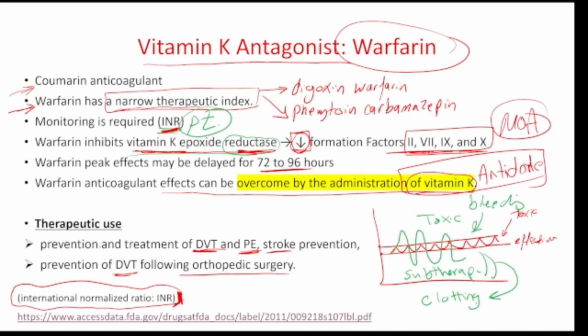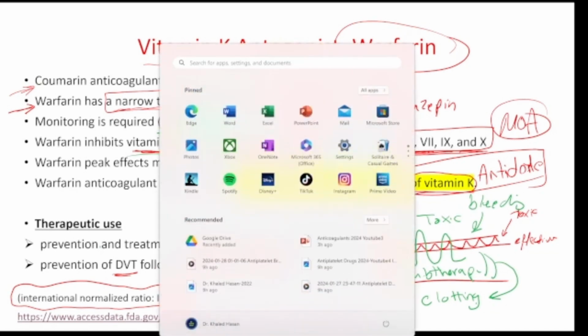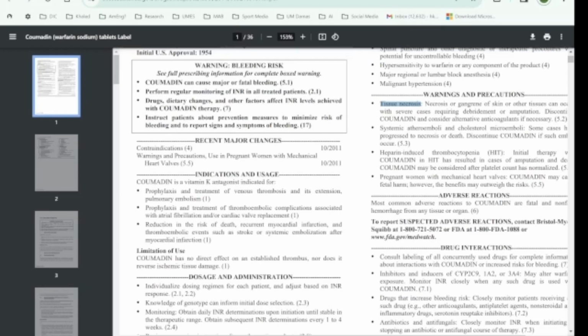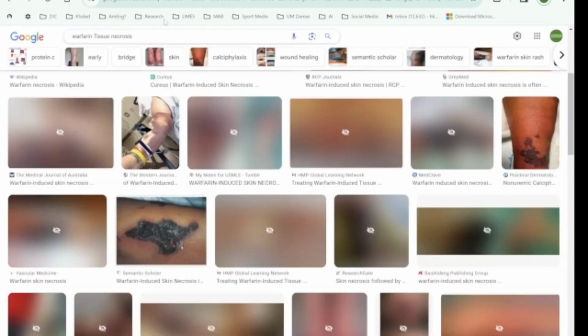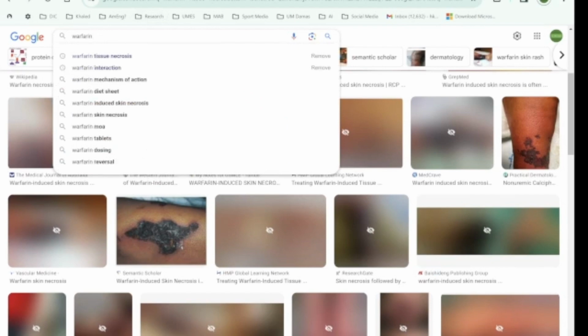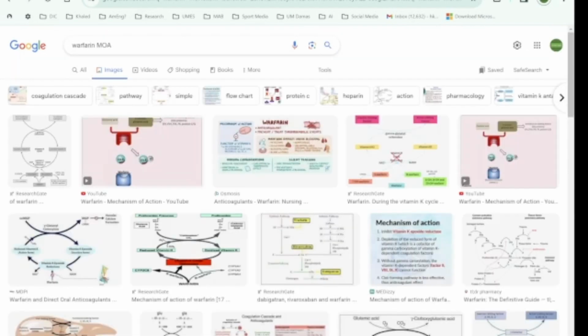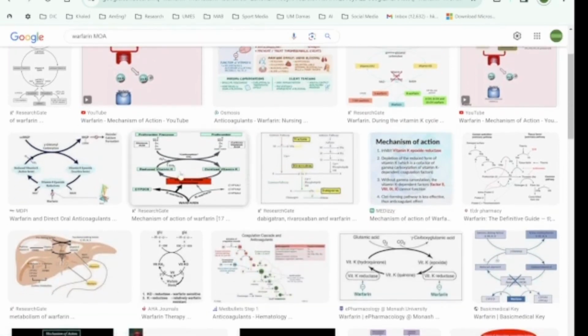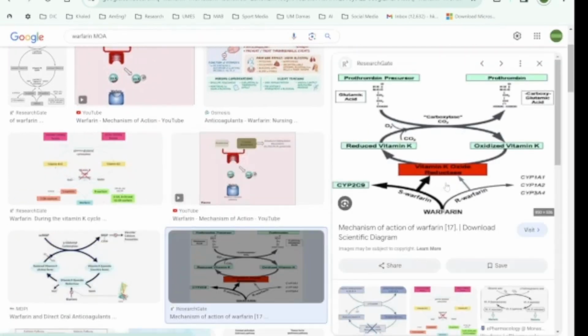If you go back again to the slide and type here mechanism of action, you can see one of these, for example. I will click on one of these. You can see here how warfarin works. Warfarin inhibits the enzyme called vitamin K epoxide reductase. We need this enzyme for the formation of several clotting factors.